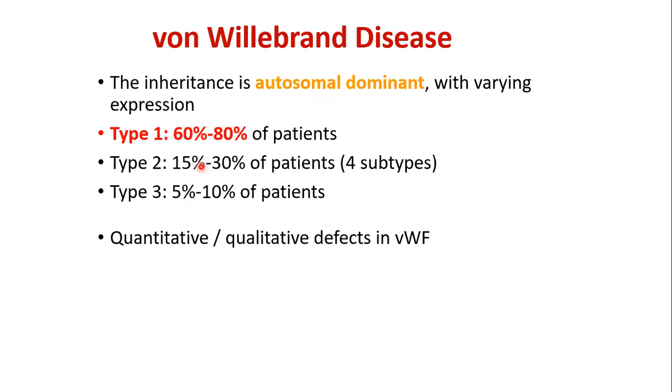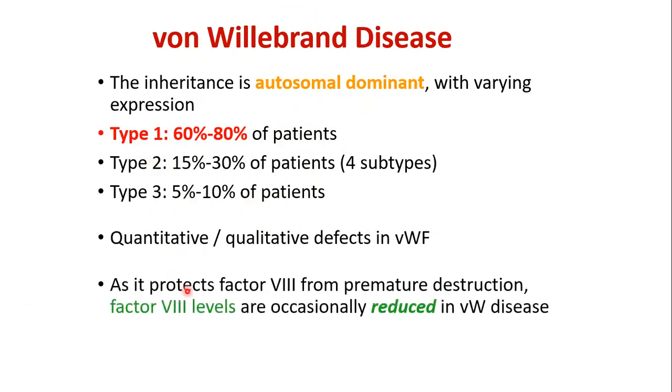So don't get very confused. Remember, we are discussing a simplified version here. The most common is type 1, 60 to 80% of patients, with autosomal dominant inheritance. Others are type 2 and type 3, depending upon which area of the gene is mutated and how much the von Willebrand factor is deficient. Quantitative and qualitative defects are seen in von Willebrand factor based on the types.